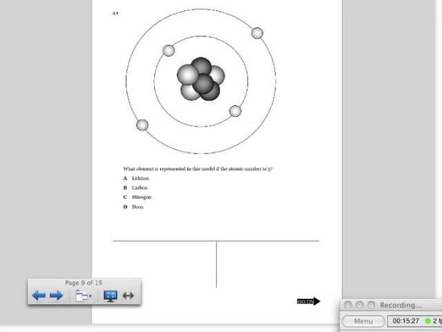It says, what element is represented in this model? The atomic number is 3. What are we looking for when we see the atomic number is 3? What part of the atom will tell us 3? The protons. So we're looking for the atomic number 3. So atomic number equals 3. So when you look that up on the periodic table, what's our answer? Lithium. So all you're doing is the atomic number.